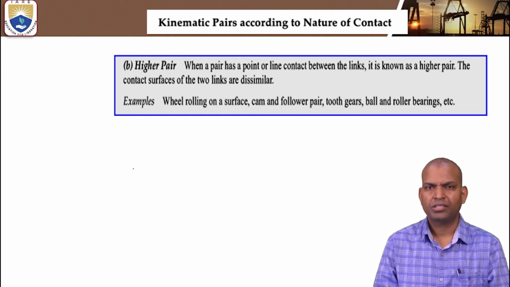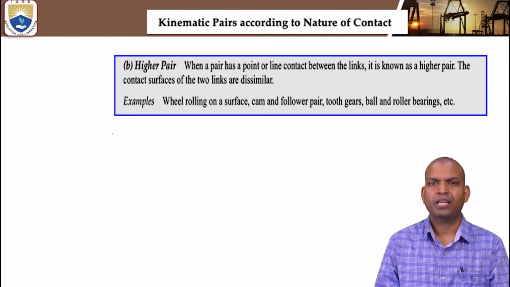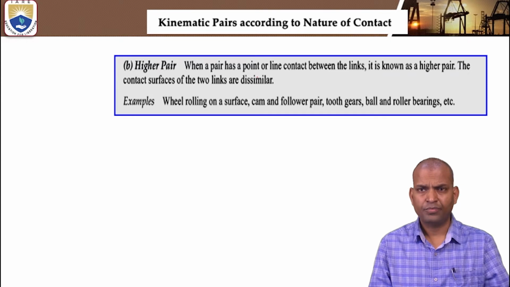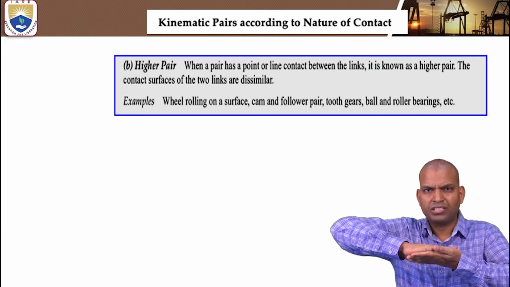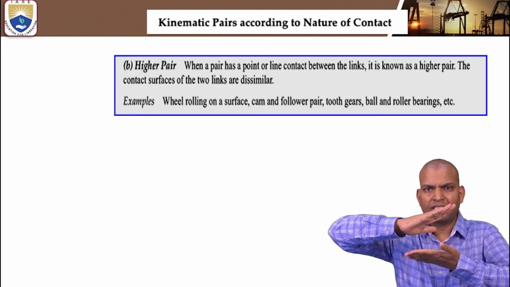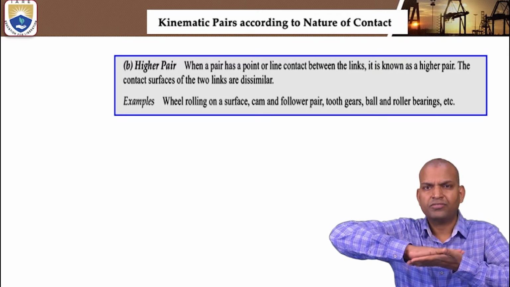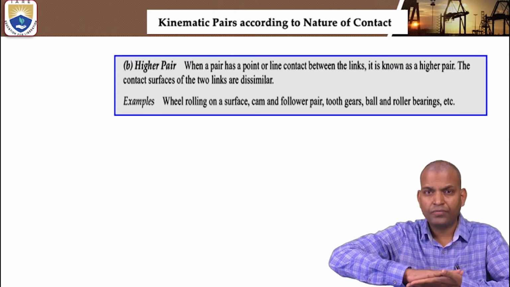Now coming to higher pairs: when a pair has a line contact between the links, it is known as a higher pair. The contact surfaces between the links are not similar, they are dissimilar, whereas in lower pairs they are similar. So surface contact on the two parts will be equal. For example, when this hand and this hand contact each other, however much this hand experiences the contact of the other hand, the lower hand experiences the same contact with the upper hand. That's why the contact between the two surfaces, or the two links, is similar in the case of lower pairs.